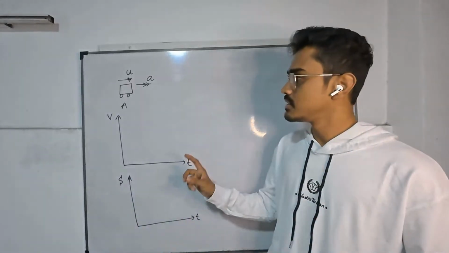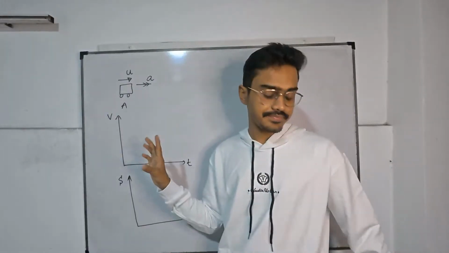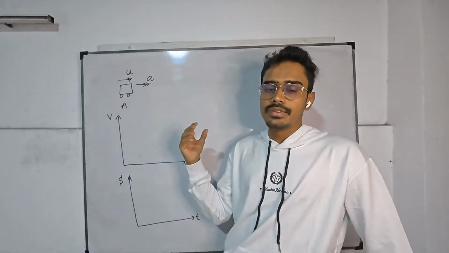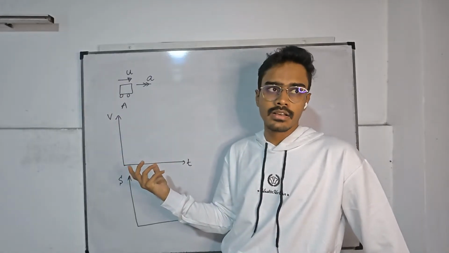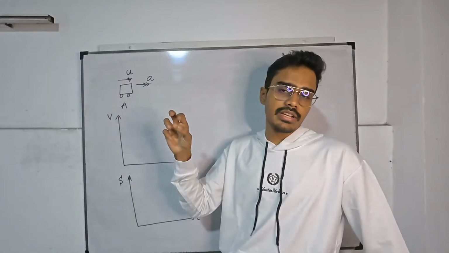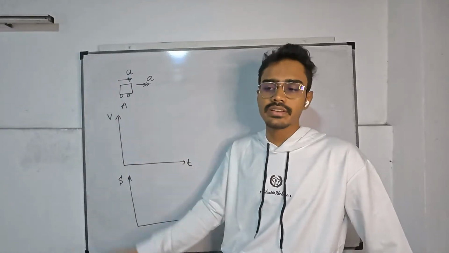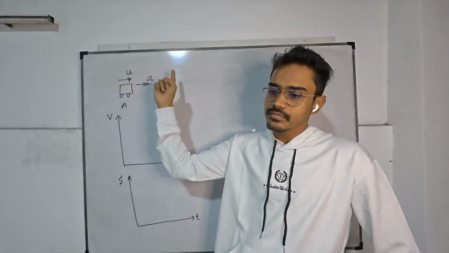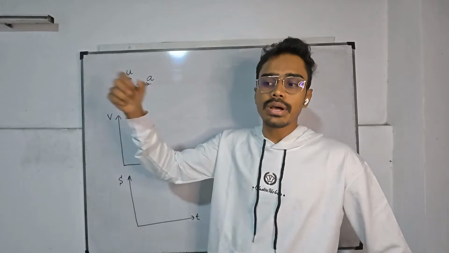Now, the first thing is to plot a variation between V and T. To plot a variation between V and T, we have to have a relationship between V and T. So using this given data, I'm going to model this into an equation.